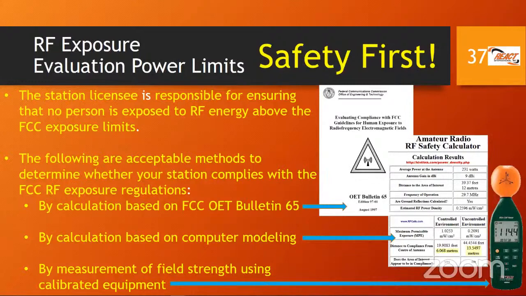We are responsible for ensuring that no one is harmed or injured as a result of exposure to our radio frequency, to our antenna. We are transmitting radio waves. We are responsible to make sure that we ourselves, and of course anyone else around us, could be our family members, a visitor, a member of the public, are not harmed. And that's the first bullet point we have here. The station licensee is responsible for ensuring that no person is exposed to RF energy above the FCC exposure limit.